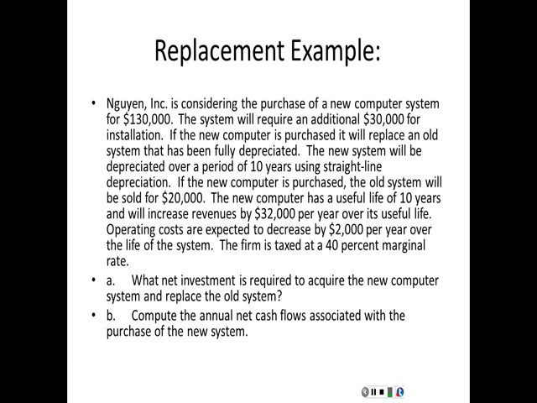Essentially, I'm going to buy a new computer system for $130,000. It's going to require an additional $30,000 for installation. So that's my depreciable basis: $130,000 plus $30,000, or $160,000, is the cost of the new computer. However, when I buy the new computer, my old computer is no longer needed. So I can sell my old system for $20,000. Now that's a market value. So we're going to need to calculate the net salvage value from selling the old computer. Let's do that now.